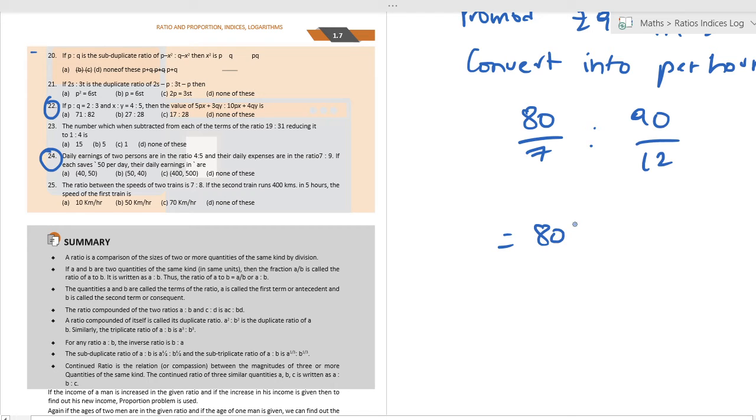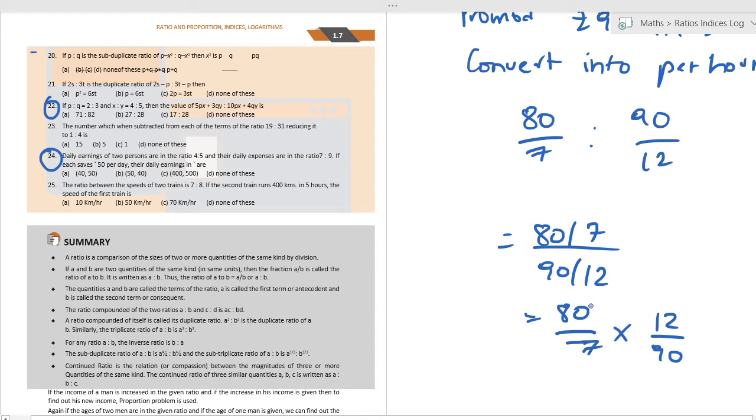It will be 80 by 7 divided by 90 by 12, which will become 80 by 7 into 12 by 90. Okay, zeros cancel, 3 3s are 9, 3 4s are 12, so it will be 8 4s are 32, 7 3s are 21, 32 by 21. So that is how you have to solve. Here we have converted it into per hour and then compared both of them. Okay.